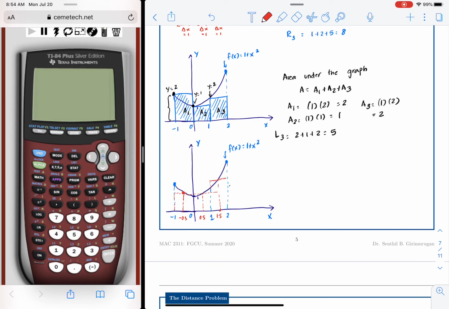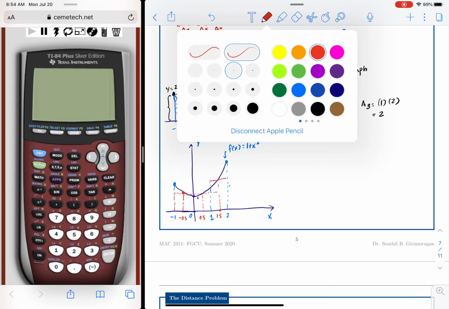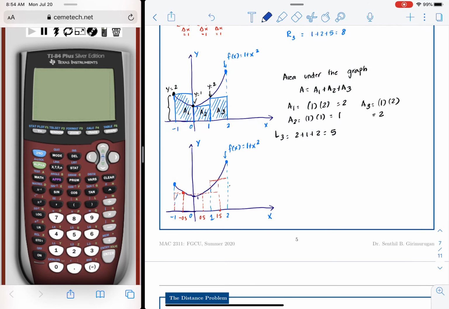So the area that we would have, so that's rectangle 1. Now, the rectangles here are symmetric, so I'm just going to go for a symmetric case. That'll be rectangle 2. And finally rectangle 3.